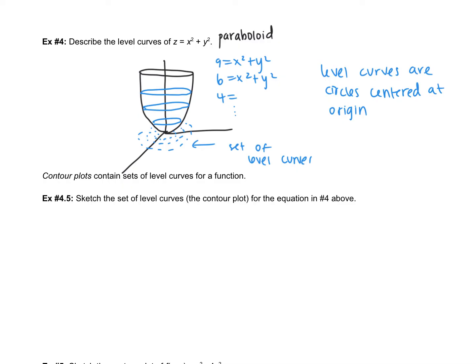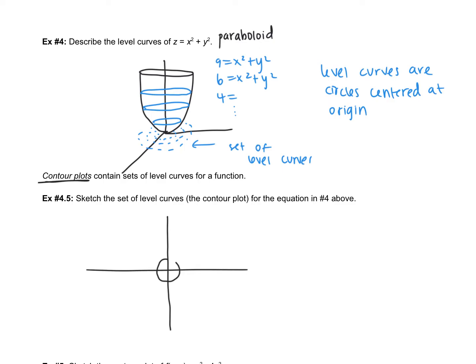If we think back to that map, what that map looked like is the set of level curves. It was all the level curves, or many of them, graphed together. When you put all of the level curves together, it's called a contour plot. So a contour plot is the set of level curves. If we want to draw the contour plot for that paraboloid above, it's going to be in the xy plane only.